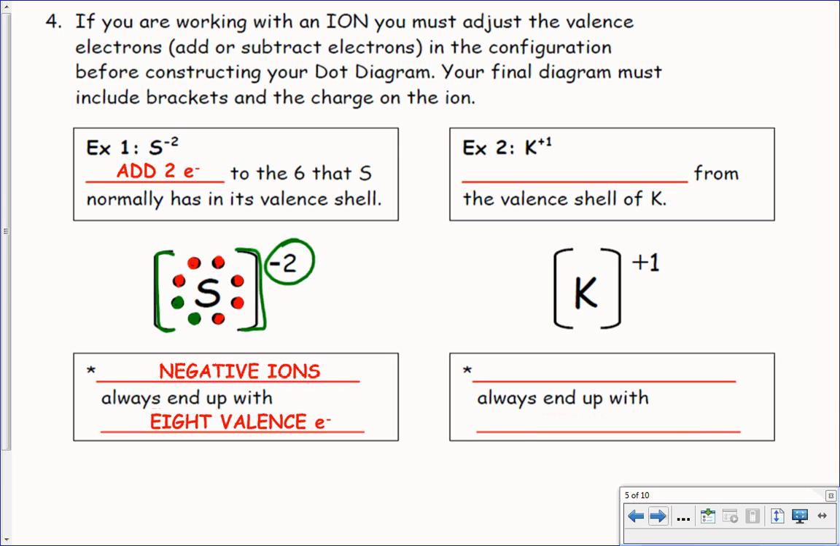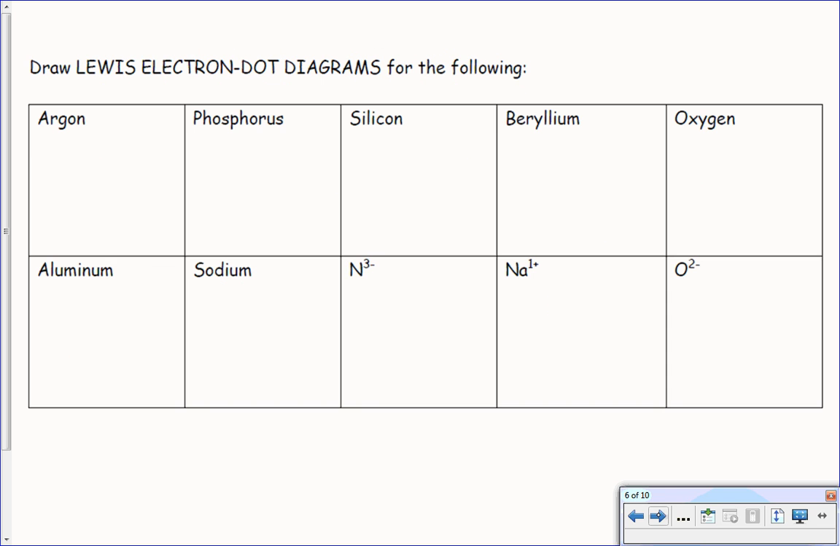If I have a positive ion, to get positive, I must remove an electron. And luckily, we will find that with most positive ions, I end up with no valence electrons. Notice I still include my brackets and my charge of a +1, so I know it is not a regular atom.